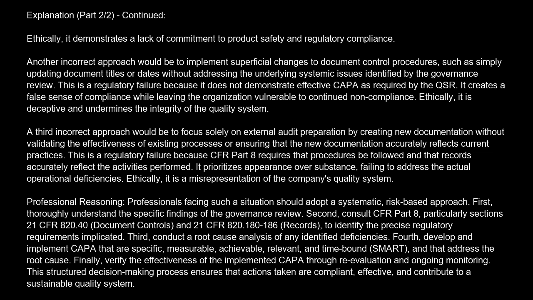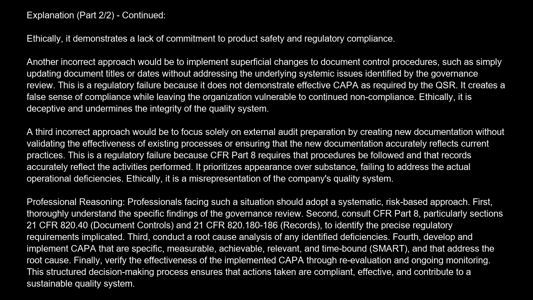Another incorrect approach would be to implement superficial changes to document control procedures, such as simply updating document titles or dates, without addressing the underlying systemic issues identified by the governance review. This is a regulatory failure because it does not demonstrate effective CAPA as required by the QSR. It creates a false sense of compliance while leaving the organization vulnerable to continued noncompliance. Ethically, it is deceptive and undermines the integrity of the quality system.